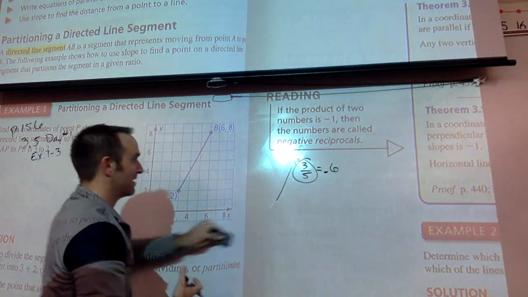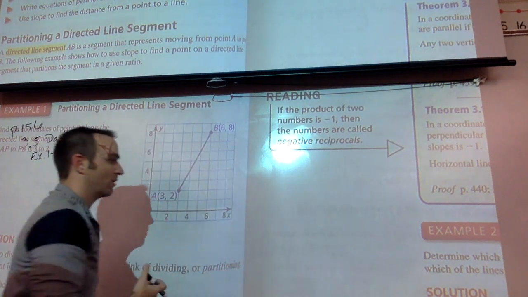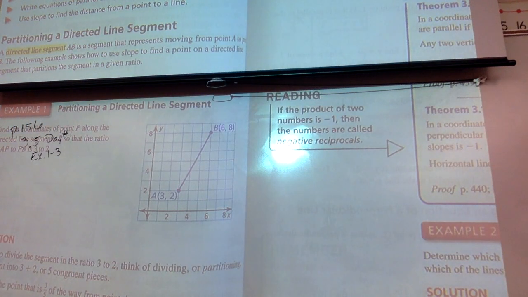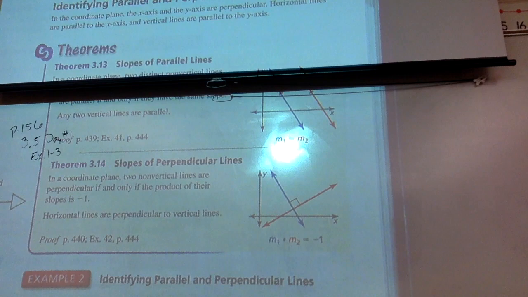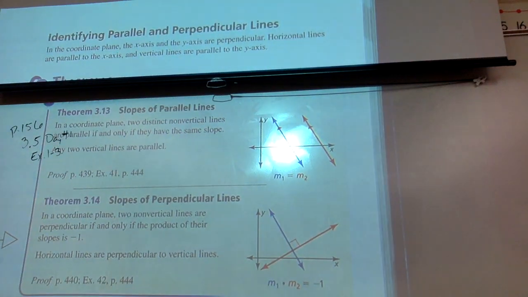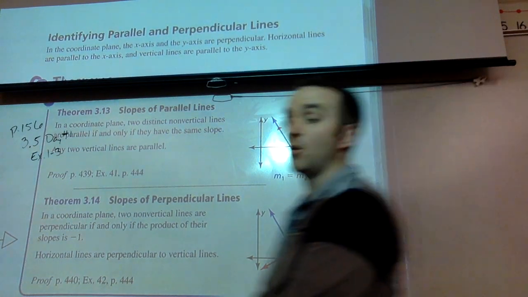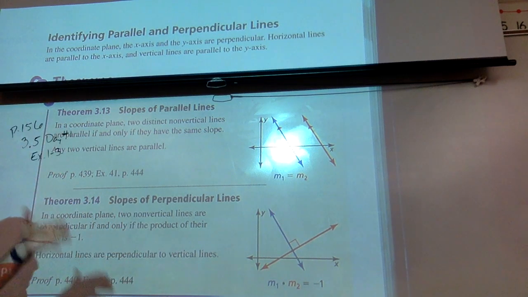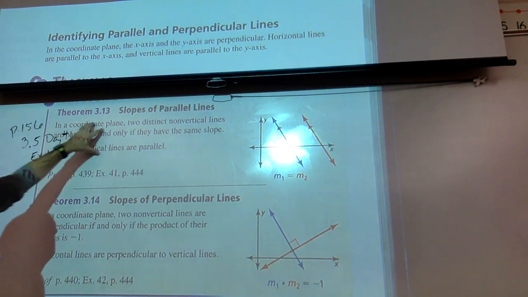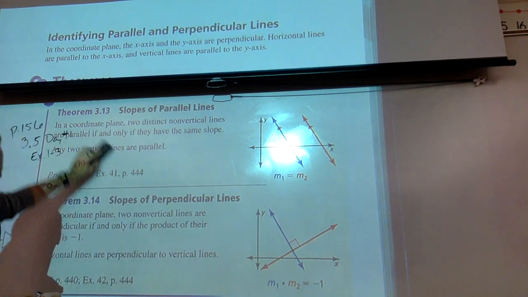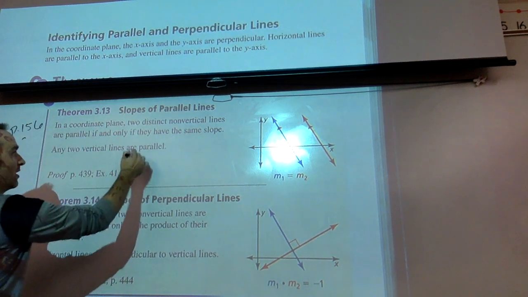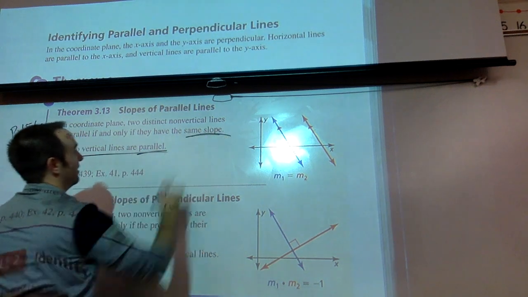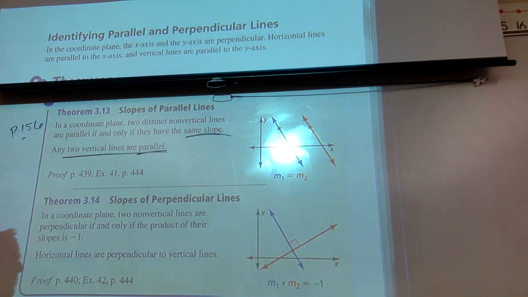Okay? The rest of this section, or I guess the next example, let me pull it up for us, deals with our theorems. And our theorems are talking about slopes of parallel and perpendicular lines. And we've talked about these before. We know the slopes of parallel lines are congruent, or not congruent, are parallel. I totally messed that up.